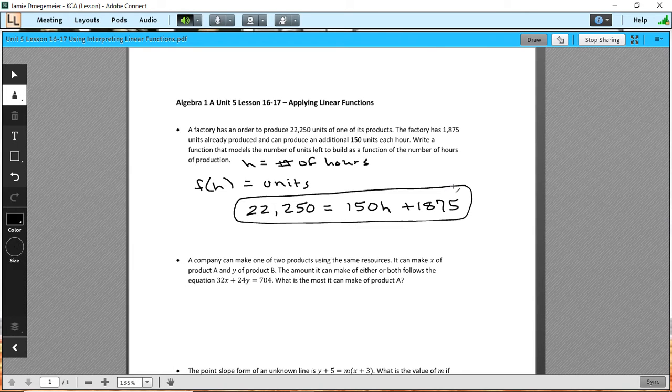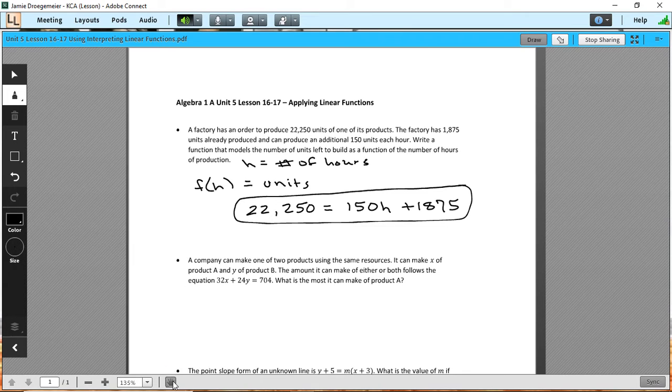All right, and it doesn't ask us to actually solve this. We would go ahead and solve it for h by subtracting the 1875 from each side and then dividing each side by 150 to find the number of hours.